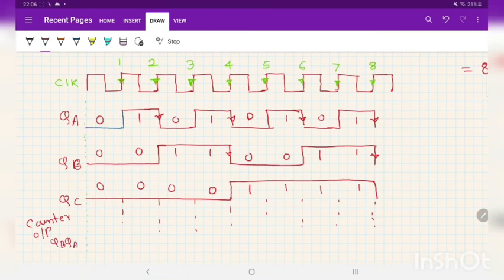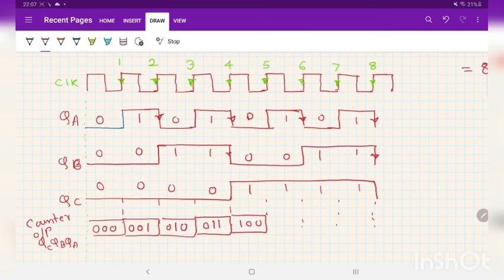QC, QB, QA is equal to initially 0 0 0, then 0 0 1, 0 1 0, in the third clock cycle 0 1 1, then 1 0 0, 1 0 1, 1 1 0 and 1 1 1, which is equivalent to 0, 1, 2, 3, 4, 5, 6 and 7.